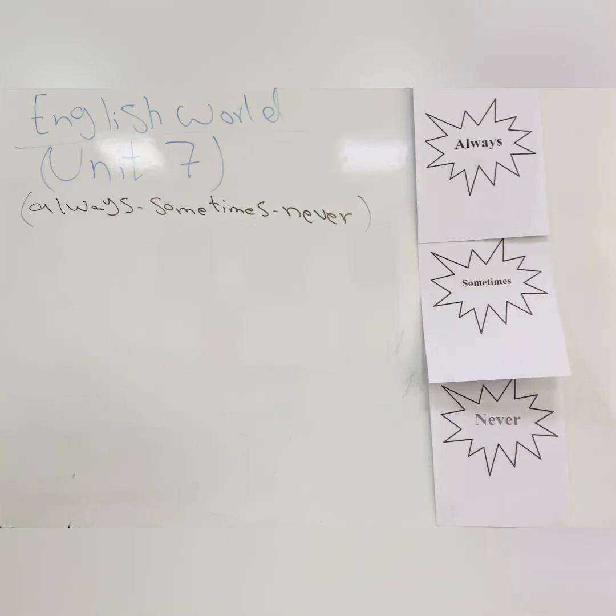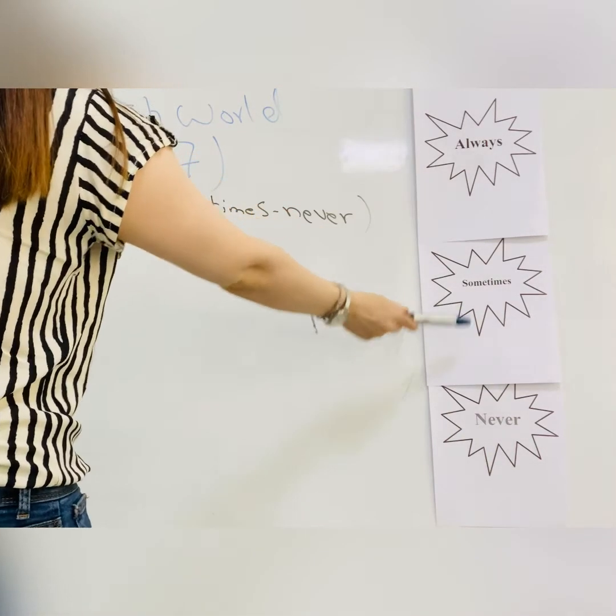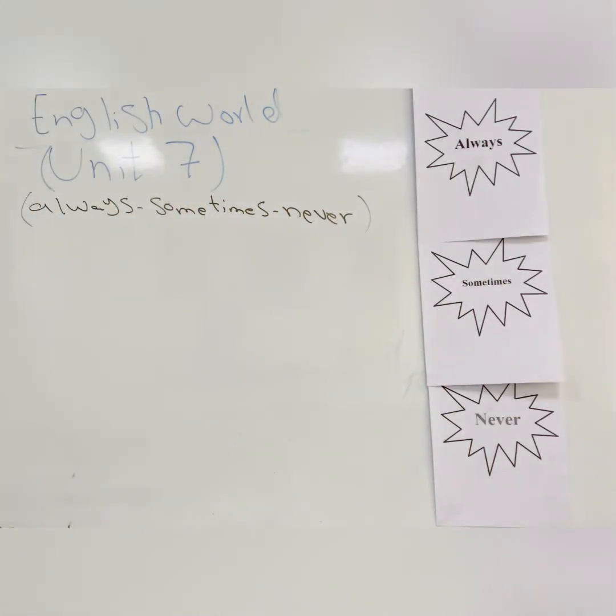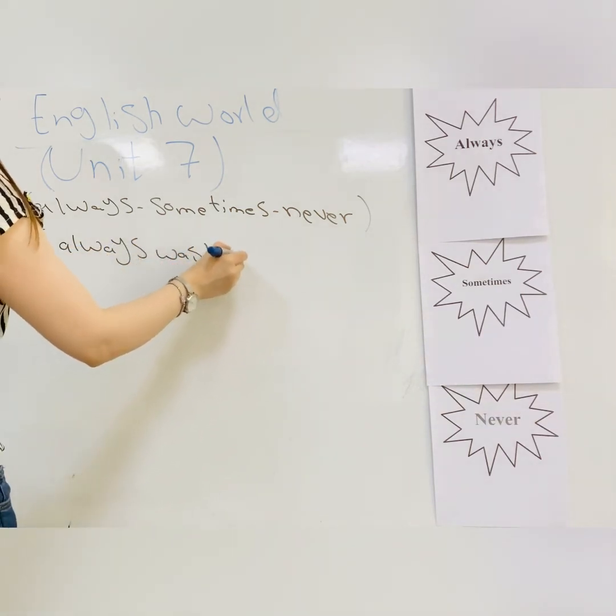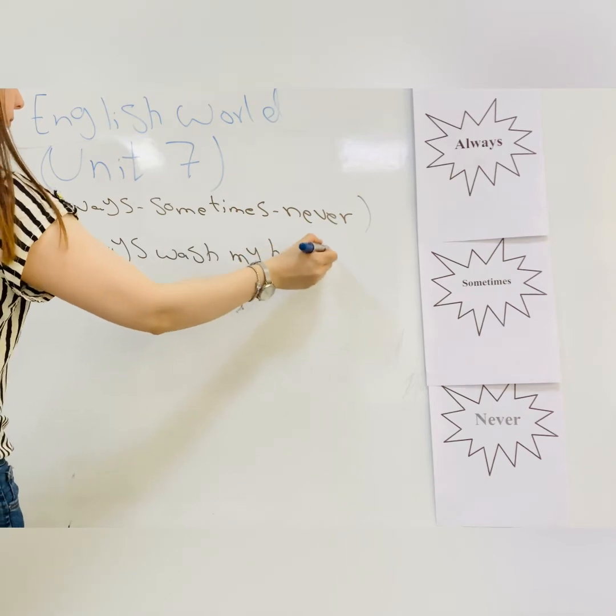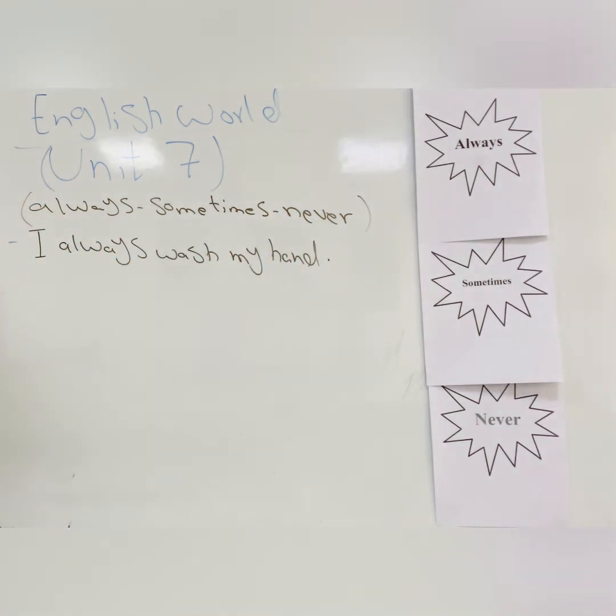Also, we have another subject to talk about, which is three words. We have to use them in our daily routine. We use them by using always, sometimes, and never. Let's see how we can put them inside a sentence and talk about it. For example, if I want to use always, I say I always wash my hands. I always wash my hands, okay?